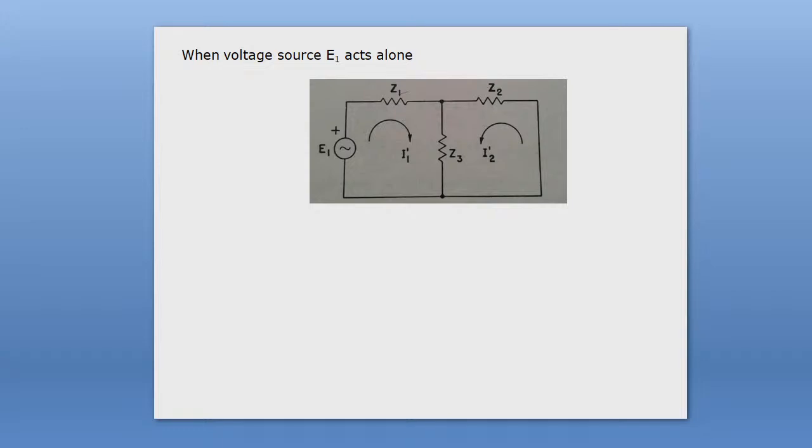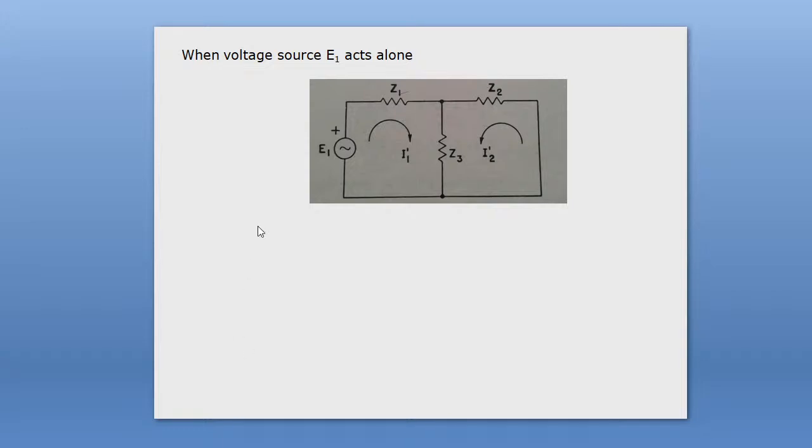The verification of superposition theorem for a circuit having complex element, that is impedance. Now you derive the expression of I1 prime and I2 prime for the voltage source E1. Okay, for the voltage source E1.